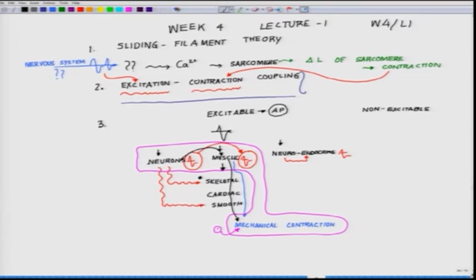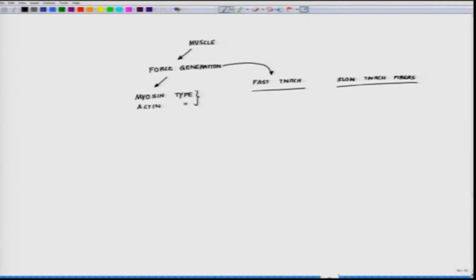Now, there is a time which the neuron takes to send the signal to the muscle. That time, followed by the muscle's own electrical activity, adds up to that delay time. And this delay time is followed by a mechanical motion. So, technically, the definition of a twitch is a fundamental unit of muscle contraction.